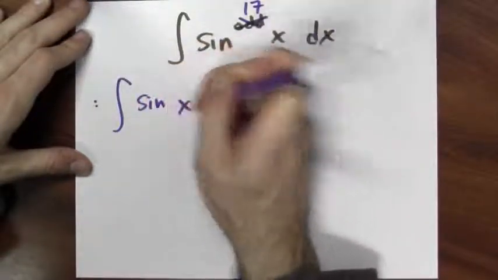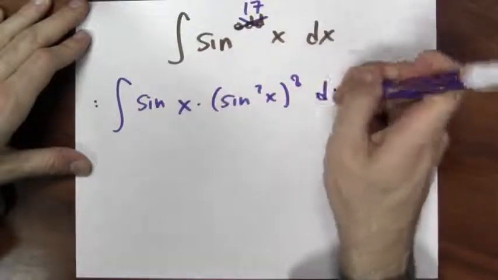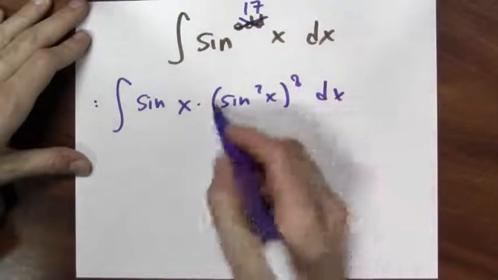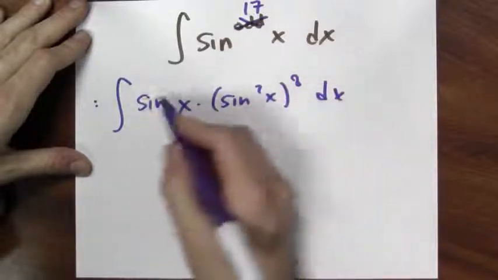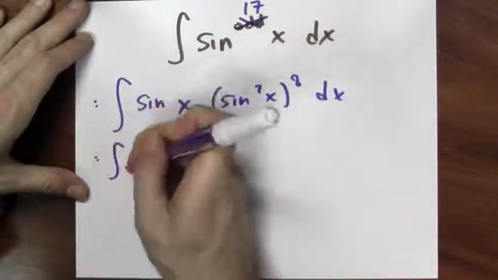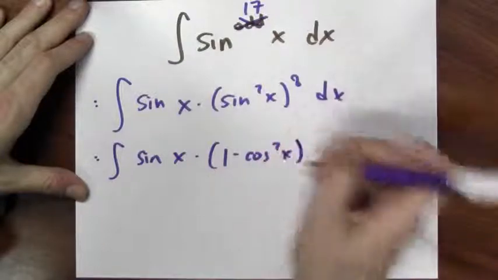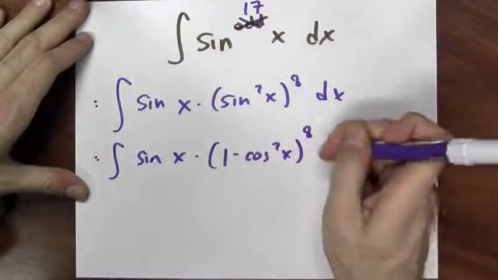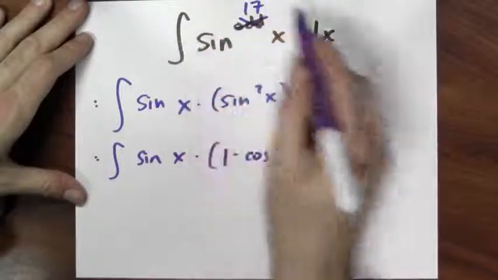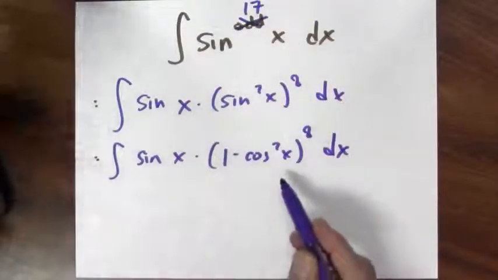Yeah, I can rewrite this problem as sine of x times sine squared x to the 8th power, because sine squared to the 8th power gives me 16 copies of sine, times another sine gives me 17 copies of sine. Now I can trade sine squared for some cosines, right? Sine squared is 1 minus cosine squared to the 8th power. So if I can do this anti-differentiation problem, all I need to do is to do this anti-differentiation problem. And I can do that with a substitution.